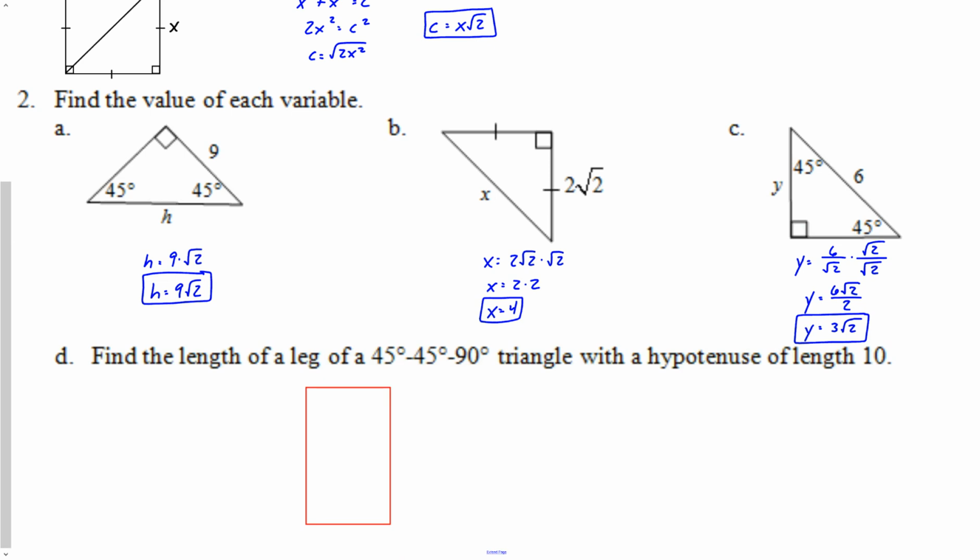The last one in this section, still using 45, 45, 90 triangles, I'd like you to find the length of a leg given that the hypotenuse has length 10. Here again, we're going from the hypotenuse back to a leg, which means we have to divide by the square root of 2, which means you have to, again, rationalize that denominator, and then simplify to get 5 square root of 2 for the length of your leg.